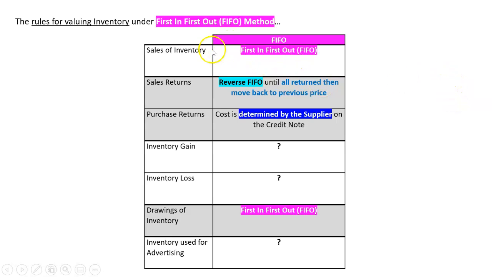So if we add that to our rules now, we've done sales and purchase returns, drawings, and now under inventory used for advertising, we can put in the rule. It's simply first in, first out.